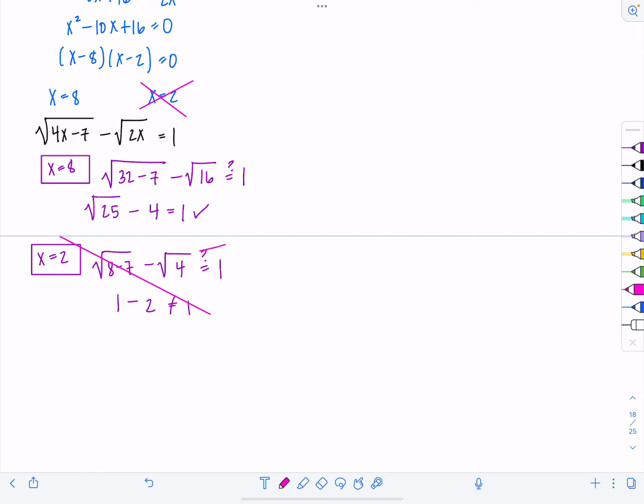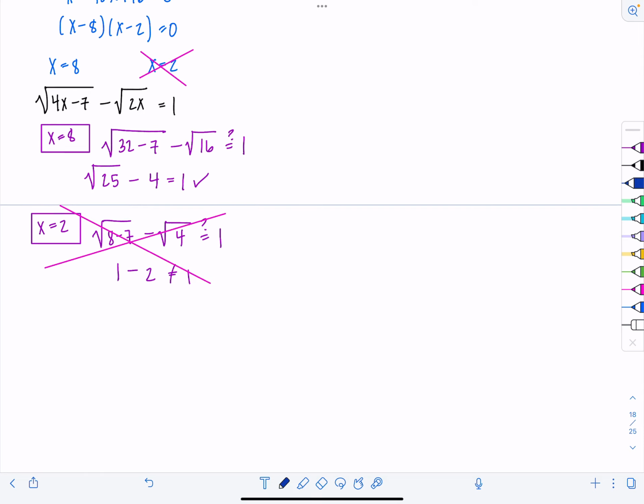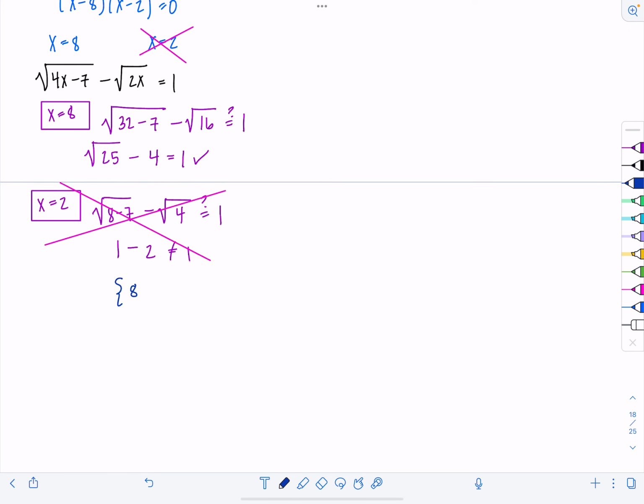Let's just cross everything out that had to do with that 2 so we don't accidentally report it. So the only answer that goes in the solution set is 8. 8 is so great.